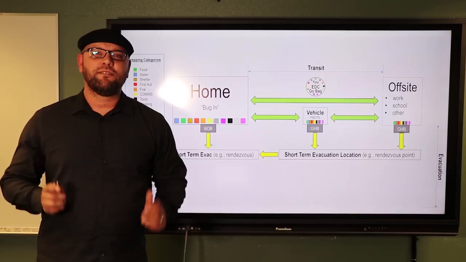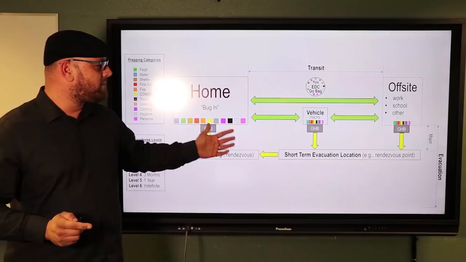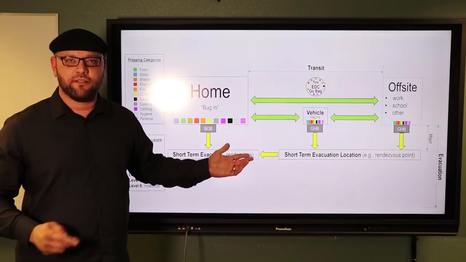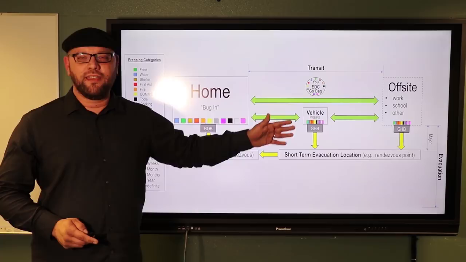For me, these are major evacuation events. So something where most likely it's not gonna be the end of the world, maybe your house is on fire and you have to put out the fire, the fire department's there. That's a major event, it's still very important. It's not like you're gonna be going off into the middle of the woods in those kind of scenarios.